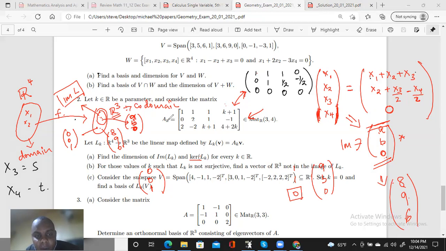Because our function is taking us from R4, the number of columns, and it's mapping every element to R3, the number of rows. And realize the image of L is not R3. It's some space that is contained in R3. So the image of L is going to be your R2.